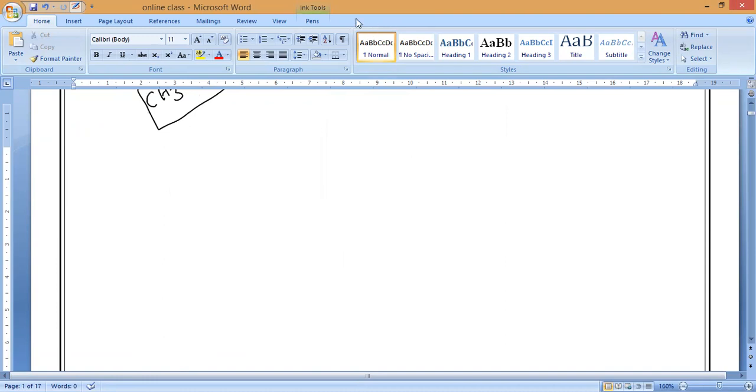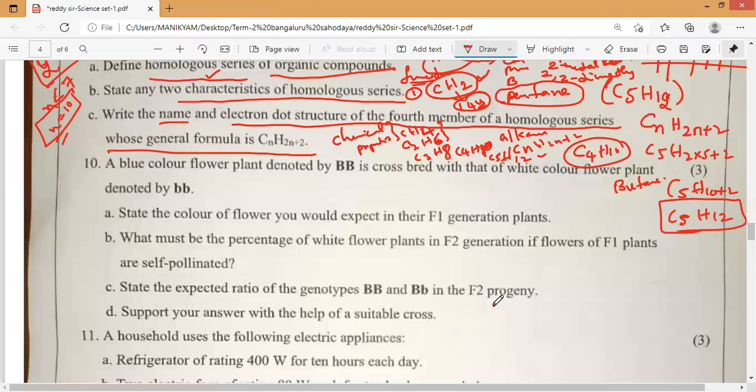The next question is biology, which is very, very important. As I told you, no need to study any kind of deleted syllabus. This is one example, but the question is a little bit different. You can remember: a blue color flower plant denoted by capital B is crossbred with a white color flower plant denoted by small b. State the color of flower you would expect in the F1 generation plants.